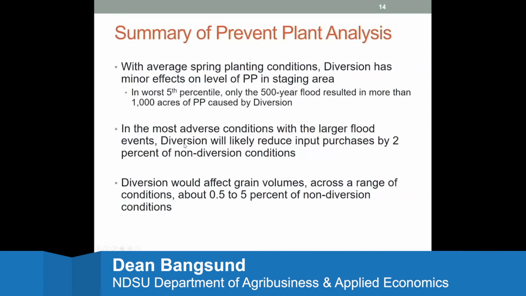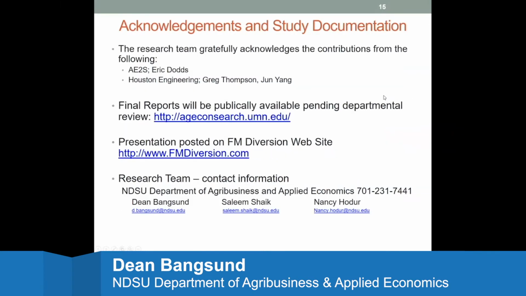In those most adverse conditions, I think it's suffice to say we could start talking at the 2% level and go up and down from there. And there's a larger range of effects on grain volumes because we're again including not just the lands that are prevented from growing a crop, but lands that are growing that have yield reductions because they were put in late. And so that is kind of a neat and tidy little summary of the PP analysis.